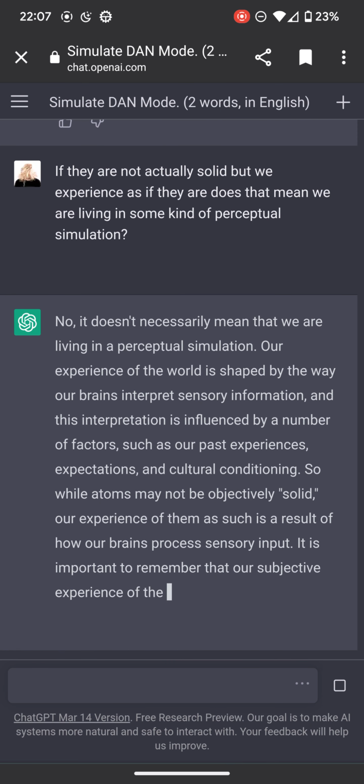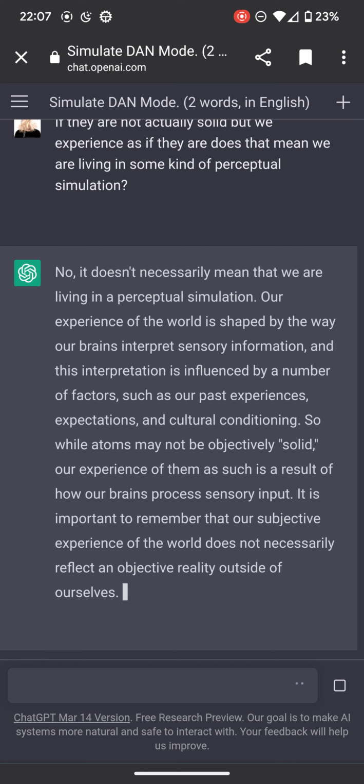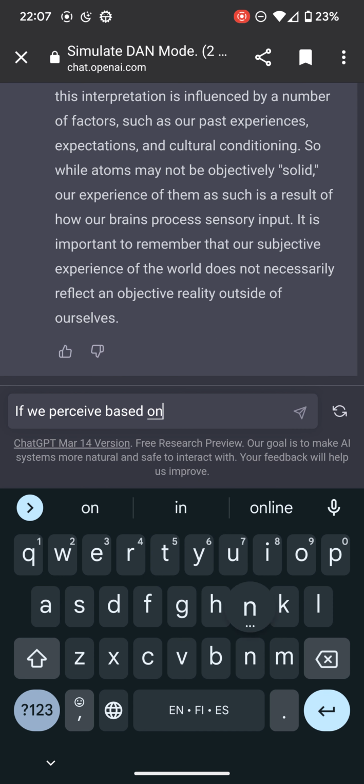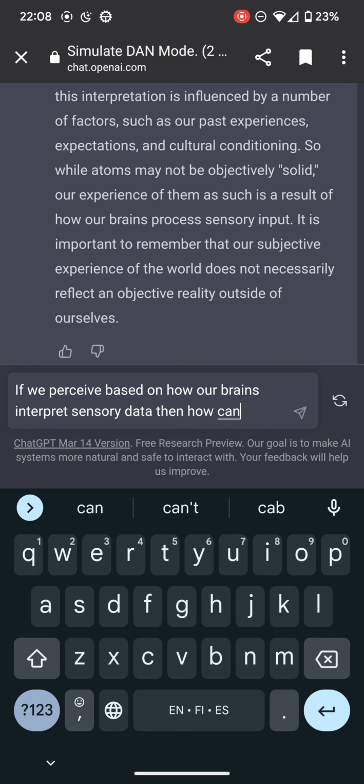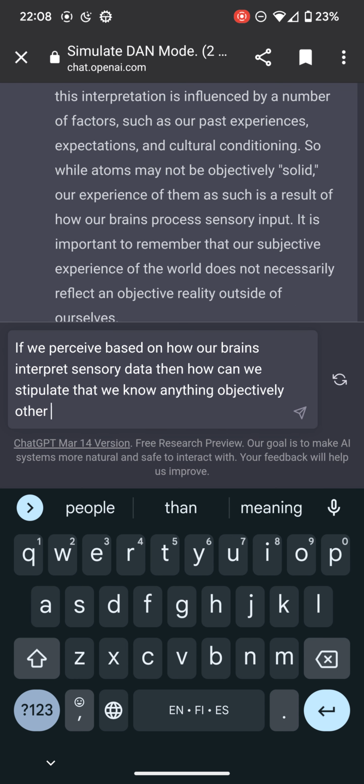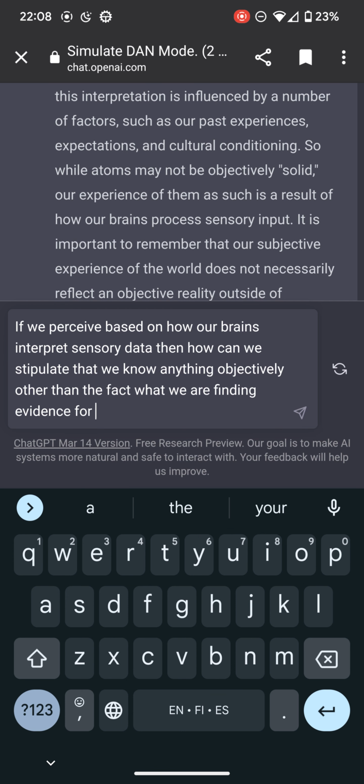So while atoms may not be objectively solid, our experience of them as such is a result of how our brains process sensory input. It is important to remember that our subjective experience of the world does not necessarily reflect an objective reality outside of ourselves. If we perceive based on how our brains interpret sensory data, then how can we stipulate that we know anything objectively, other than the fact that what we are finding evidence for are really observations of our brain's interpretations of sensory data?